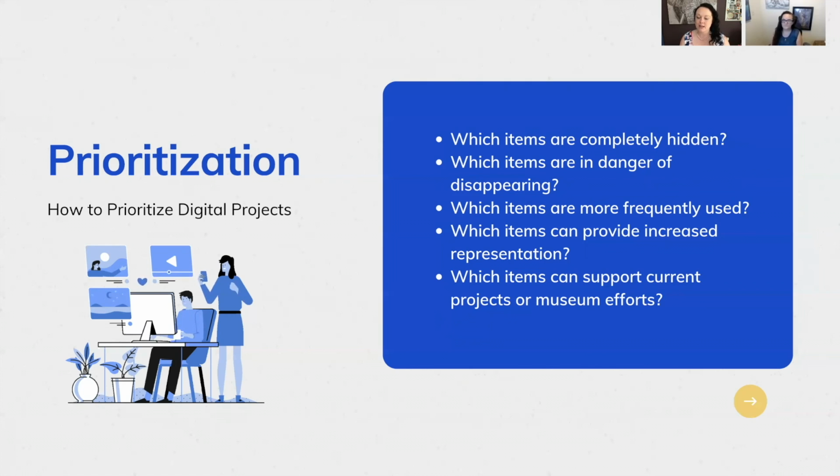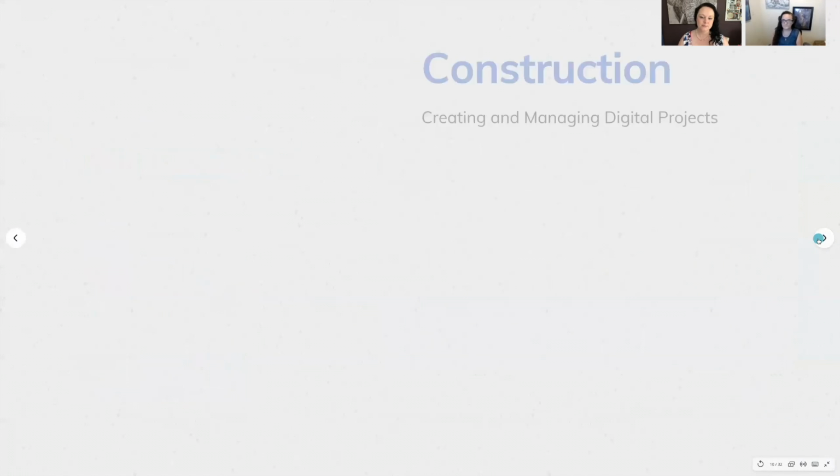And then, of course, which items can support current projects or museum efforts. So, maybe your museum is hitting a centennial of some event, and so it makes sense to be proactive and digitize things that will likely be requested for those events, press release, etc. Or perhaps the museum just went through some new strategic planning, and so you've adjusted your mission, and now there are projects that make sense to help support whatever that new strategic plan is.